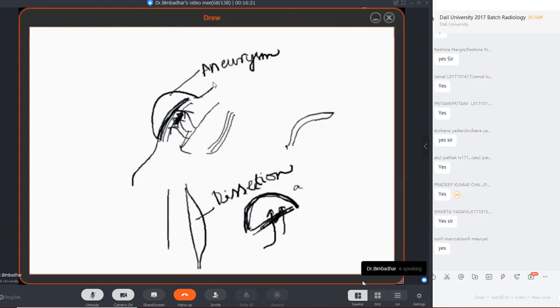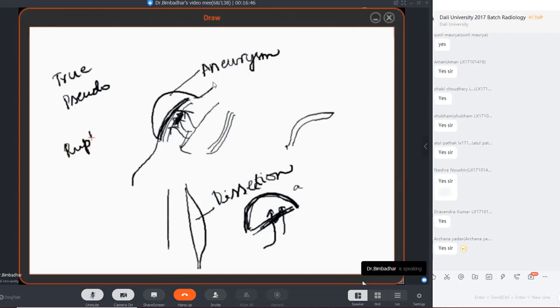Did you hear these two terms? Dissection and aneurysm. Did you learn it in your pathology and physiology? Yes, right? It is just about the destruction of the blood vessels, and which layers have been involved. So it can be a true aneurysm or a pseudo aneurysm. Both of them can rupture.